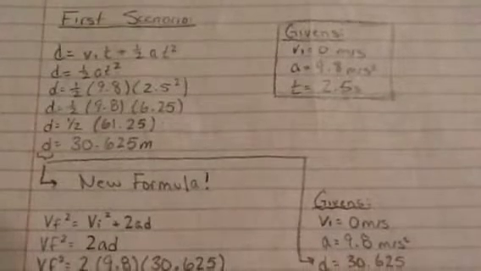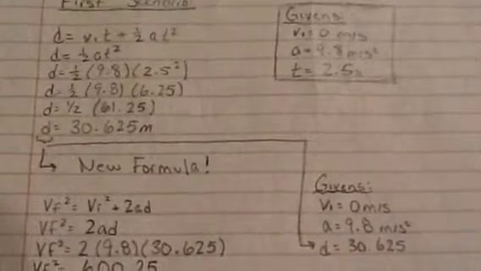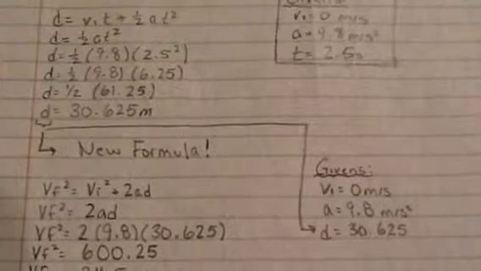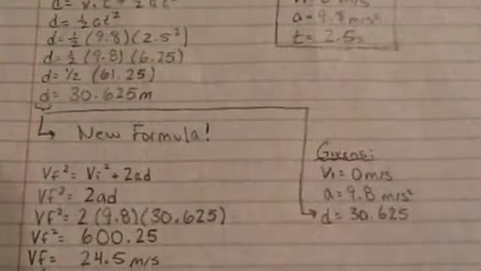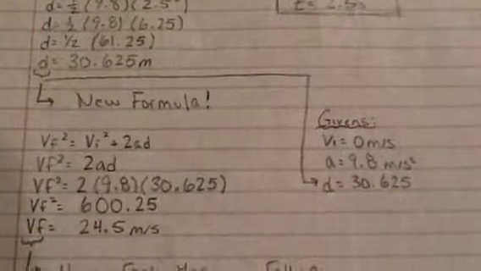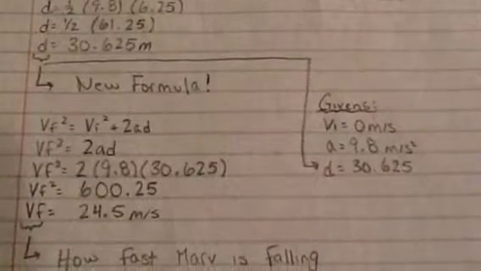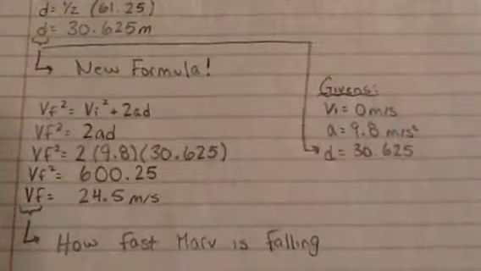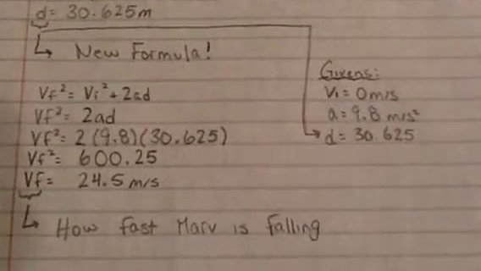Since the Vi is 0, the equation is simplified to V squared equals 2AD. Then we multiplied 2 times the acceleration of 9.8 times the distance of 30.625. This gives us a final velocity squared of 600.25 meters per second. We then took the square root of this, which is 24.5 meters per second.